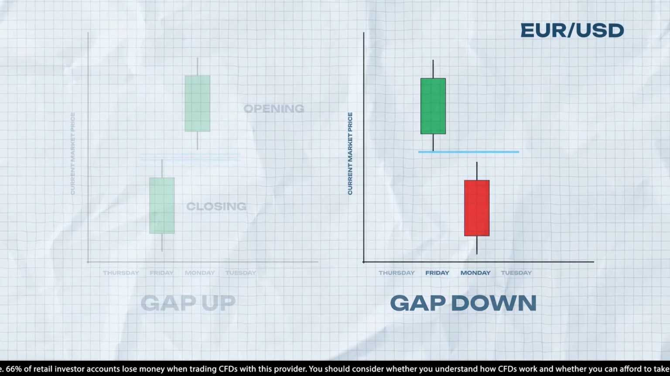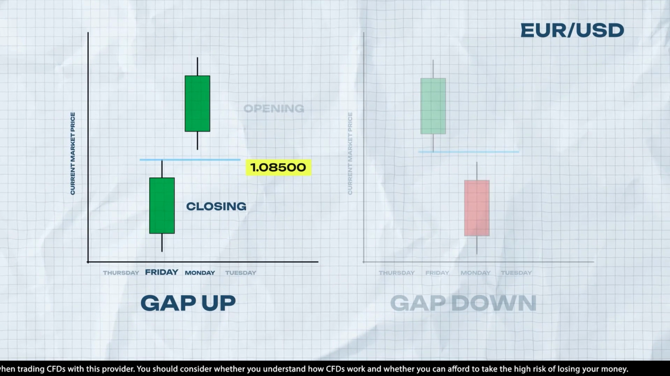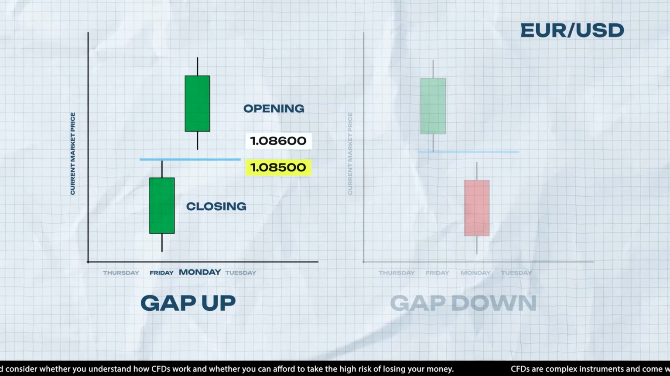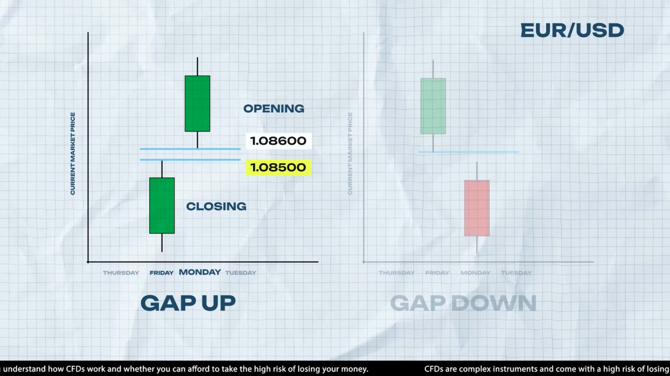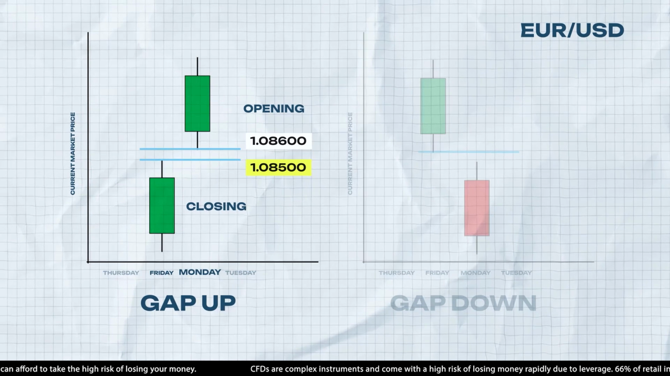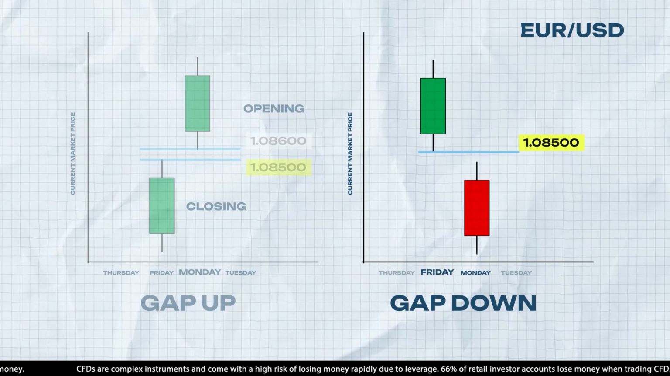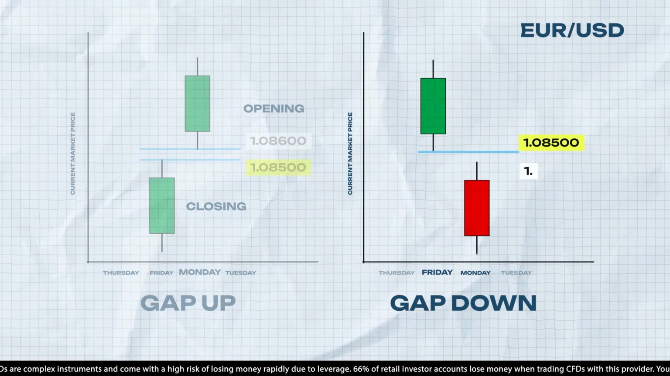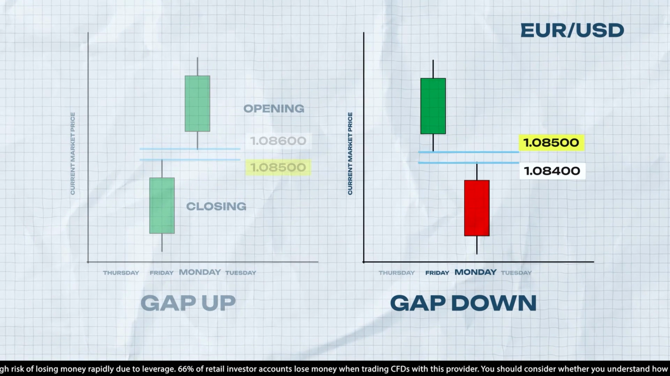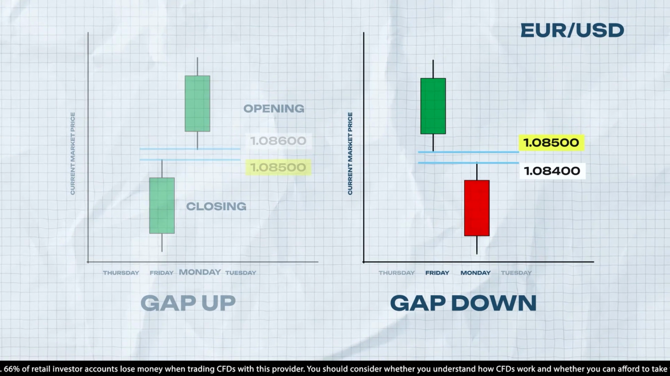Let's say you're monitoring the Euro-USD currency pair, and on Friday evening it closes at 1.08500. When the market opens on Monday morning at 1.08600, there's a gap between the two prices, with the market opening higher than the previous close. This is a gap up. In contrast, if the Euro-USD closed at 1.08500 on Friday and opened at 1.08400 on Monday, there would be a gap, but this time the market opened lower than the previous close. This is a gap down.